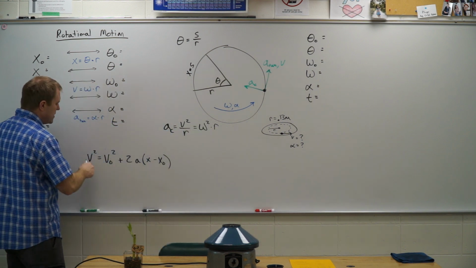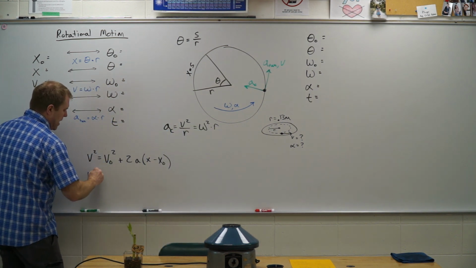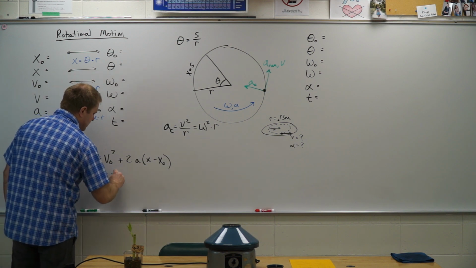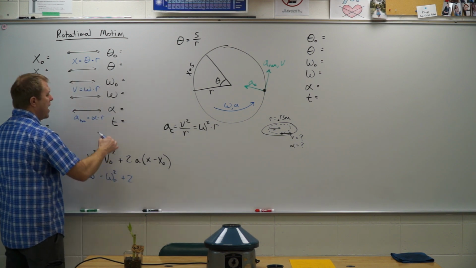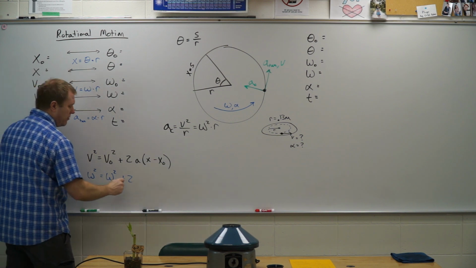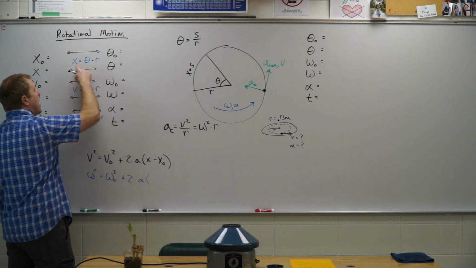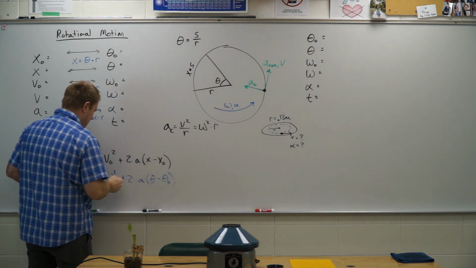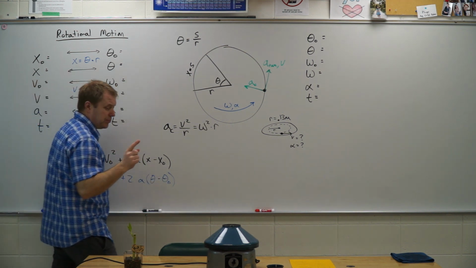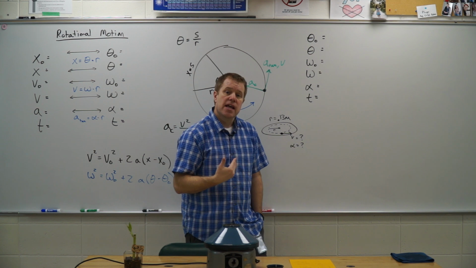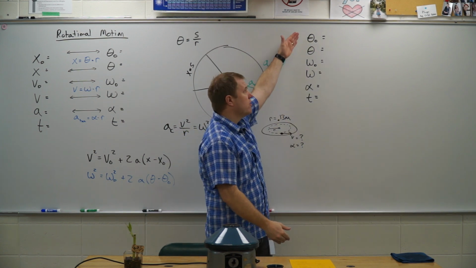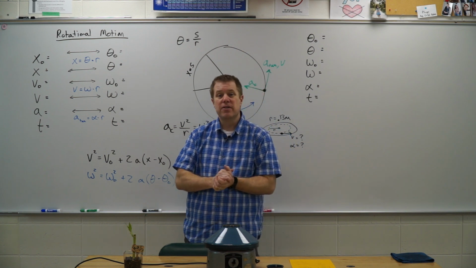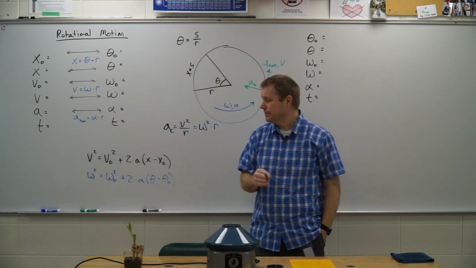So wherever you see a v, you would write an omega, and wherever you see v naught, it'd be omega naught. Omega squared equals omega naught squared plus 2a, and instead of a, we're going to have alpha, and instead of x, we're going to have theta, so I have theta minus theta naught. All the equations are going to come out similar. What this means for us is when we solve one of these problems, we are just going to list our variables, pick an equation, solve. Very similar to how we did it before.